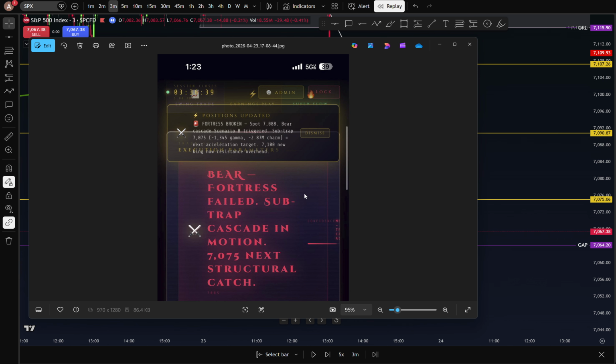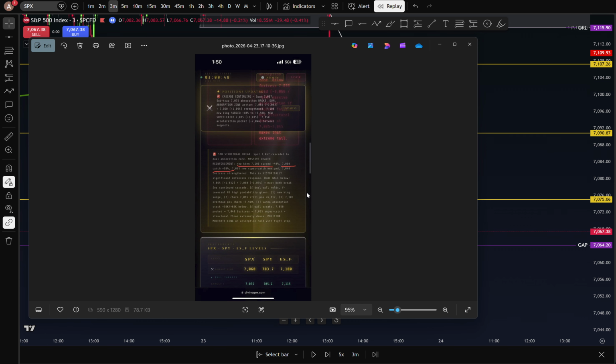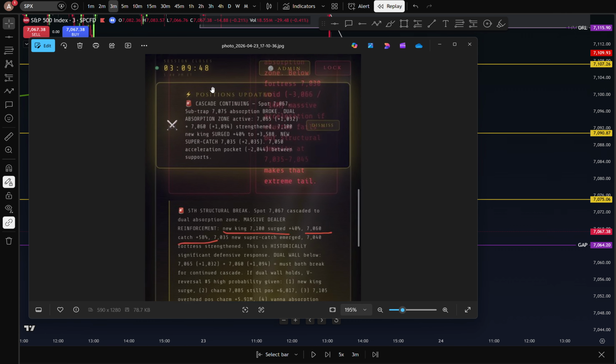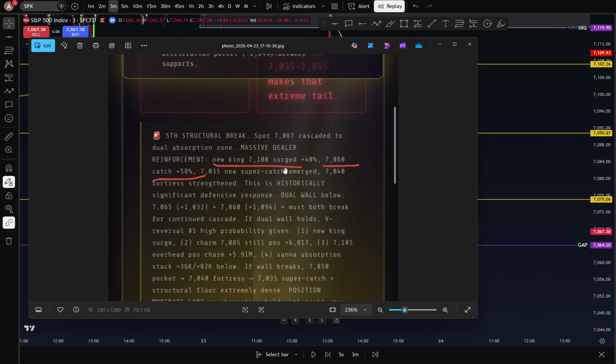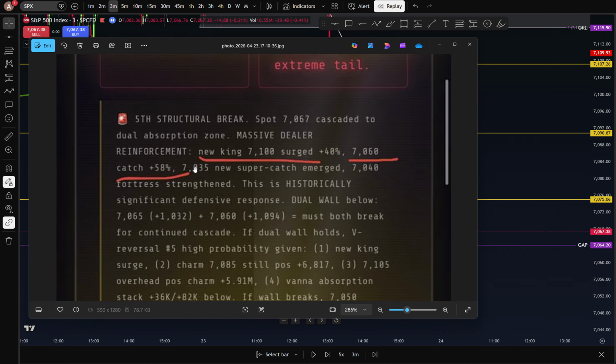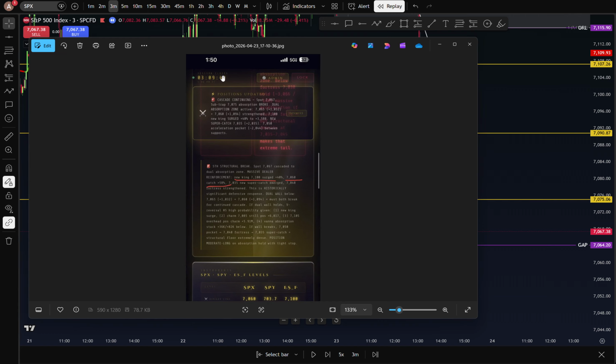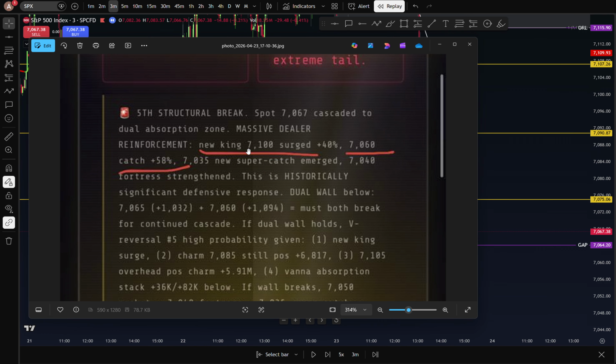And now let's see here, by 1:50, you see 1:50, this is very crazy. Nobody can predict this type of stuff. Okay, it says by 1:50 we get another update. Okay, it says new king 7100, surge 40%, and the catch is 6070, 6070 catch.